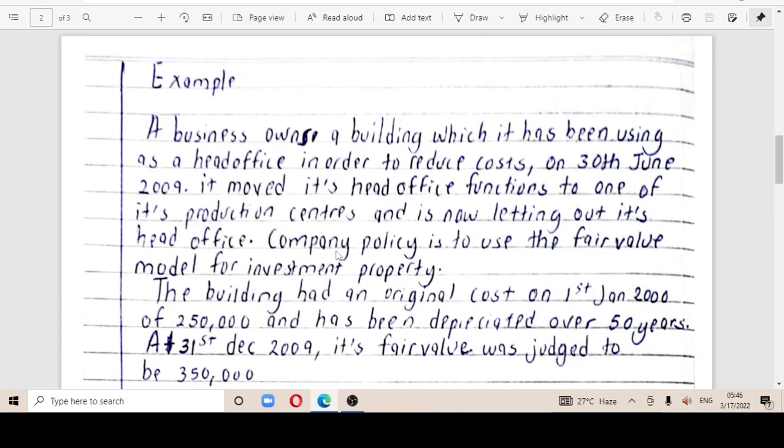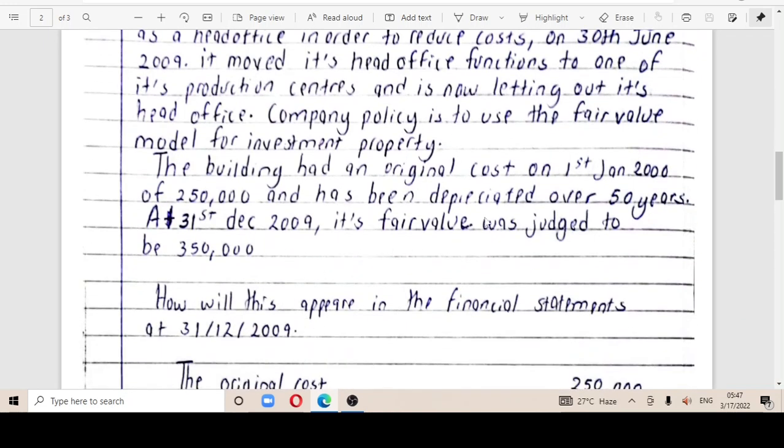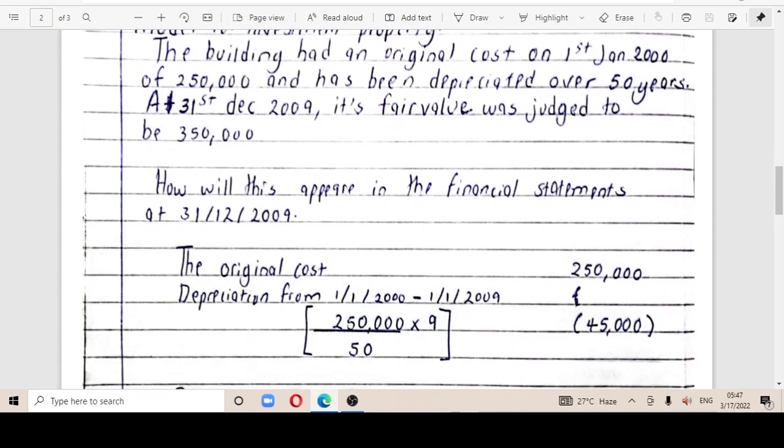Company policy is to use the fair value model for investment property. The building had an original cost on 1st January 2000 of 250,000 and has been depreciated over 50 years. At 31st December 2009, its fair value was judged to be 350,000. So how will this appear in the financial statements as at 31st December 2009?